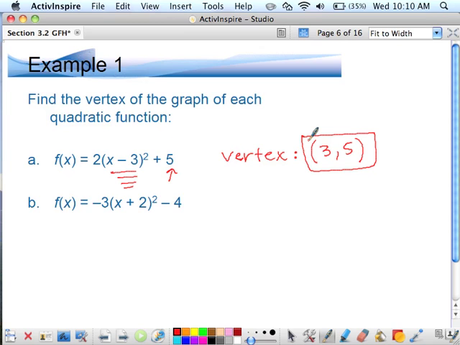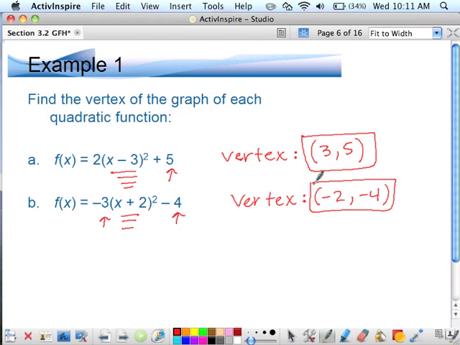That brings us to part B. F of x equals negative 3 times the quantity x plus 2 squared minus 4. That equation is also in standard form. Does that second equation open upward or downward? Downward, because the coefficient in front of the parenthesis is negative 3. What's the vertex of this? Negative 2, negative 4. It's what makes the parenthesis 0, comma, this number right here. So it's pretty easy if you already have standard form to find the vertex. Any questions about that? Let's move on.